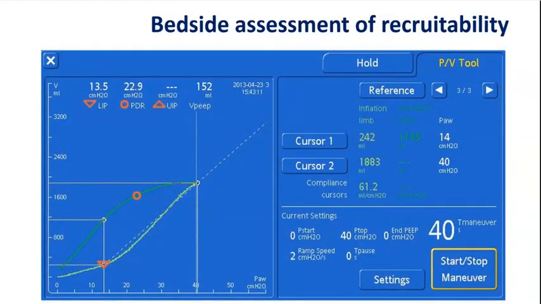At the bedside, we can also use a tool to assess recruitability, and what I think is quite convenient is to do a low-flow PV curve. So on top of the current setting, we can do a PV curve from 0 to 40 centimeters of water and going down to 0. So the x-axis is pressure, the y-axis is volume. The slope of the curve represents the respiratory system compliance at each level of pressure during inflation and deflation.